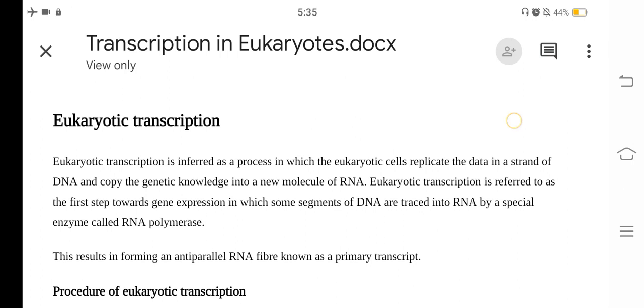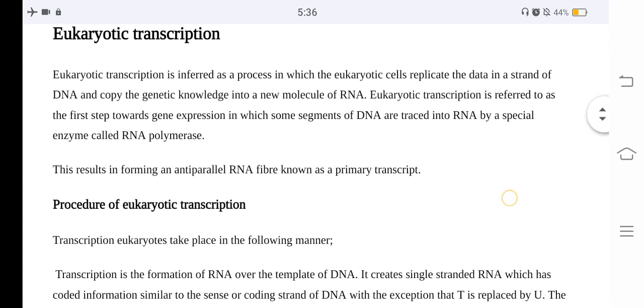This video is about eukaryotic transcription. Eukaryotic transcription is a process in which eukaryotic cells replicate the data in a strand of DNA and copy the genetic knowledge into a new molecule of RNA. It is the first step towards gene expression, in which some segments of DNA are traced into RNA by a specific enzyme called RNA polymerase.